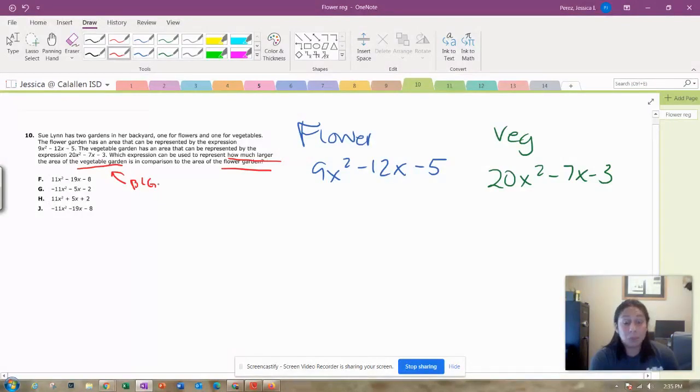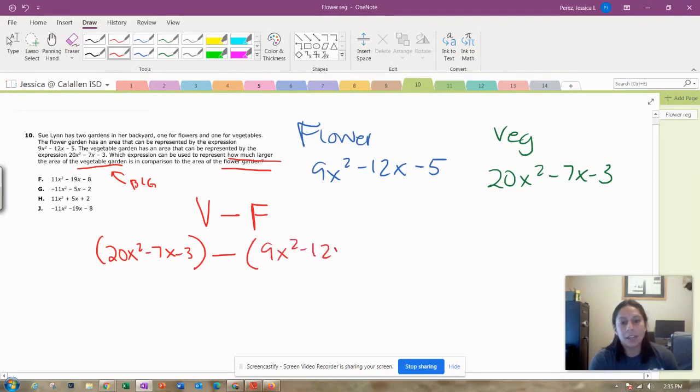So that means that this one is bigger, but how much bigger? Well, to figure that out, we have to do the vegetable garden minus the flower garden. So the vegetable garden is 20x squared minus 7x minus 3, all of that minus the flower garden, and then that'll tell me the difference. How much larger is it? Well, I need to subtract them.